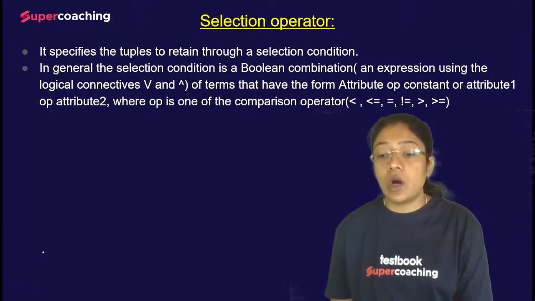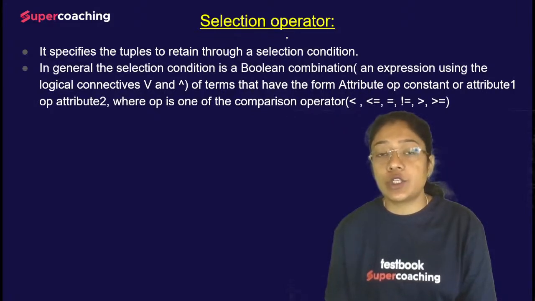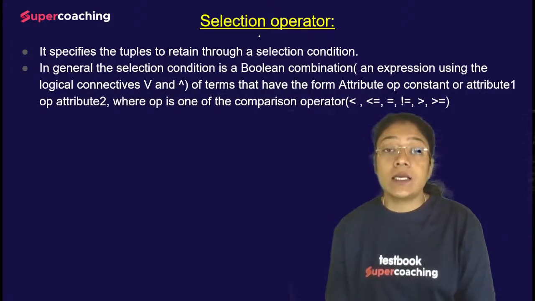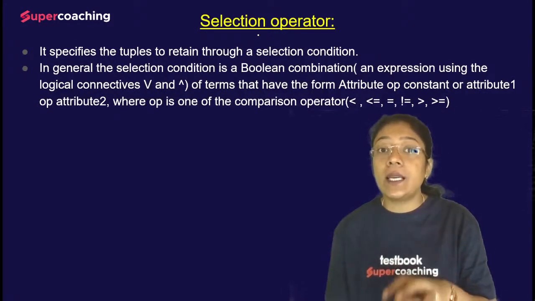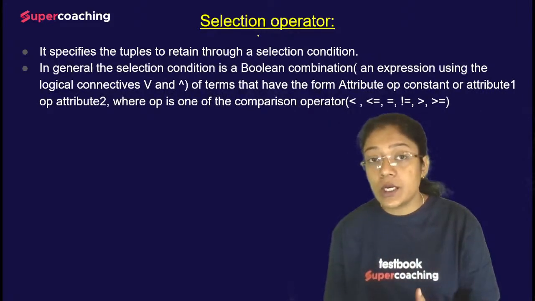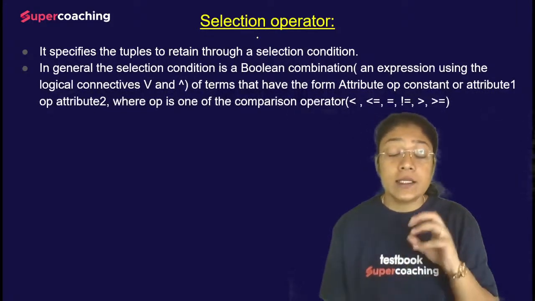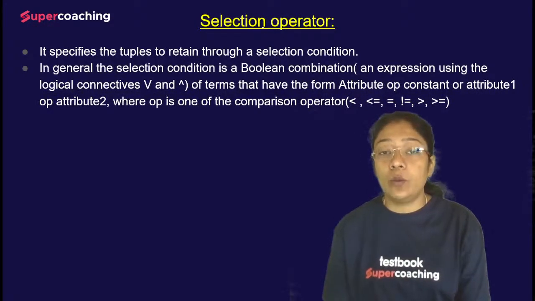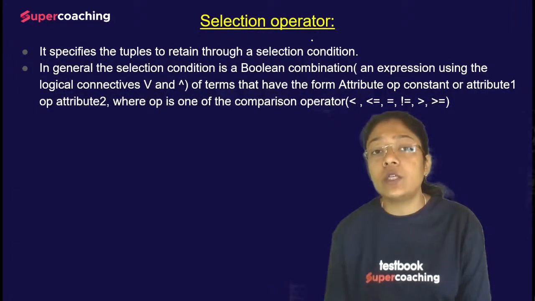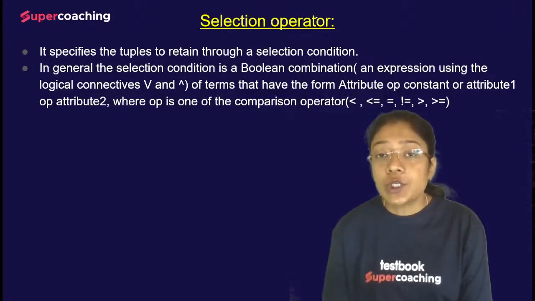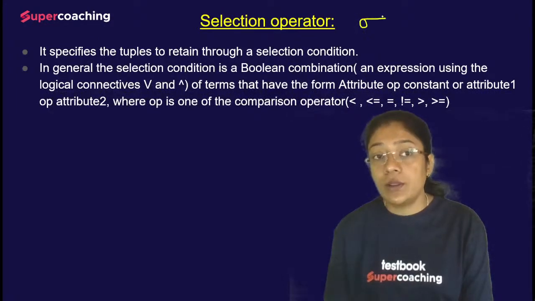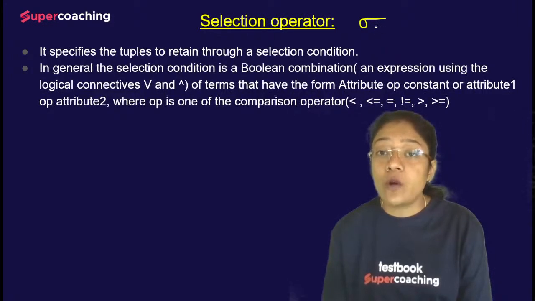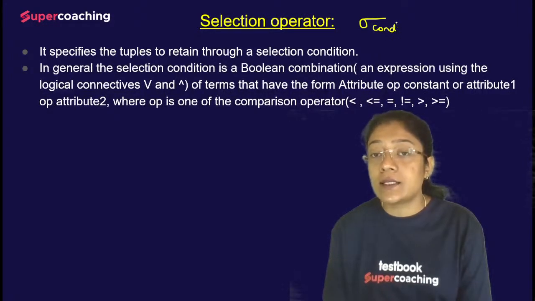Now let's move to the first set of operators, that is the selection operator. A selection operator, as the name itself suggests, is going to select some data from the relational instance given as input. On what basis is selection done? On the basis of some condition. So this gives you a hint that when we are using a selection operator, we need to define some condition. Selection operator is represented with the symbol sigma, and we have to apply some condition in order to select some tuples.